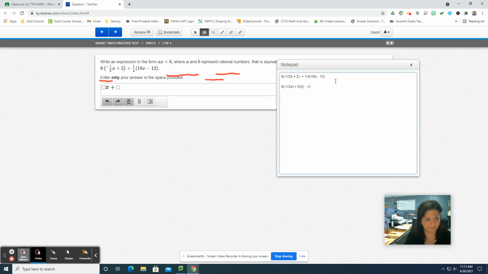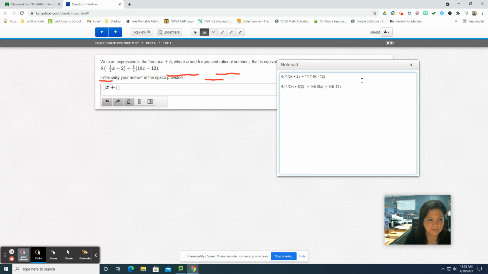Now we're going to do the same thing with the fourth. So we're going to say 1/4 times 18x plus, and we can say plus, we can say minus 12, or we can just say plus negative 12, however you want to do it. I usually say plus, and then I say 1/4 times negative 12. It's going to do the same thing. So it's however you want to write that.